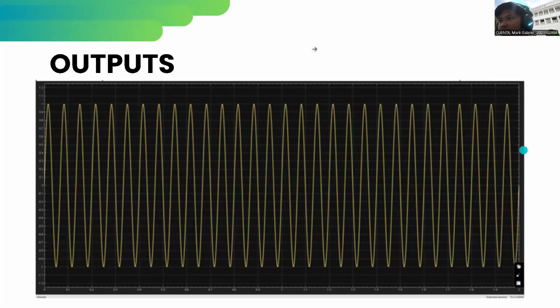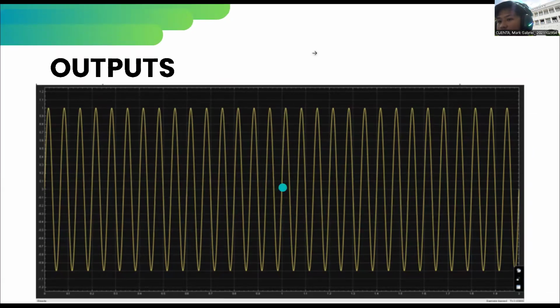In the outputs, in this figure, we can see the output of the sine wave using the scope in MATLAB, wherein our values for the sine wave are listed as follows. The sine wave is time-based. Time is simulation time. Amplitude of 1, bias of 0, frequency of 2 times pi times 15, phase of 0, and sample time of 0.001.